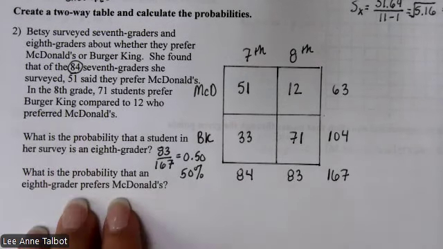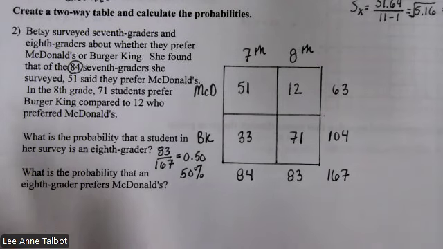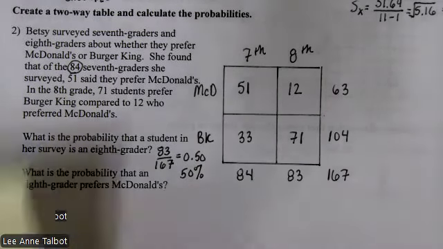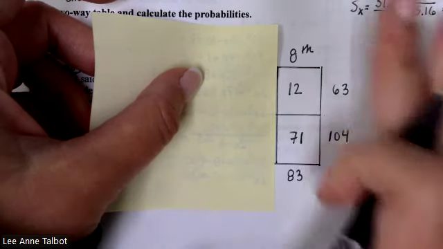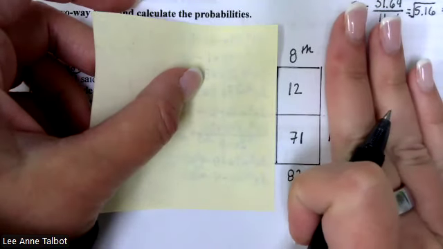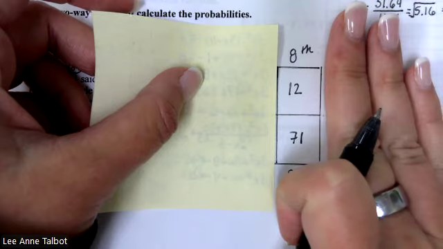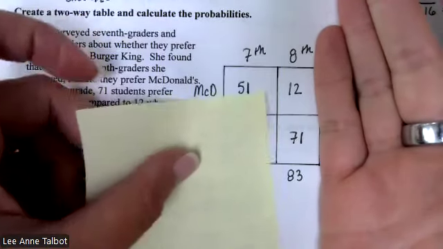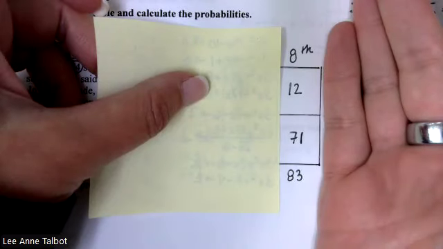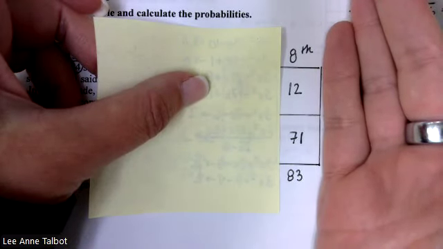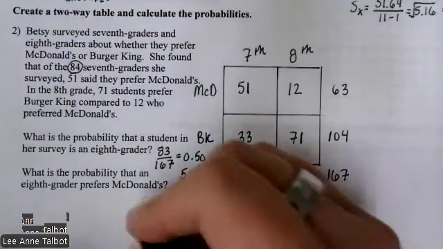What's the probability that an 8th grader prefers McDonald's? Okay, so this is where I get into the Post-it note style, and I just focus all the way down to only 8th graders. The top box is McDonald's. Okay, so how many 8th graders prefer McDonald's? Out of how many 8th graders? Yeah.